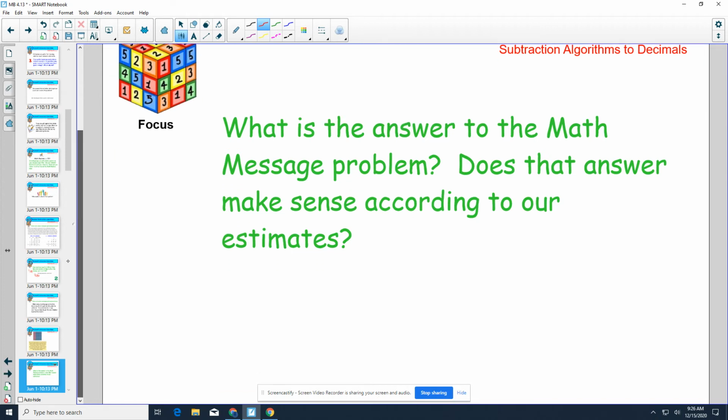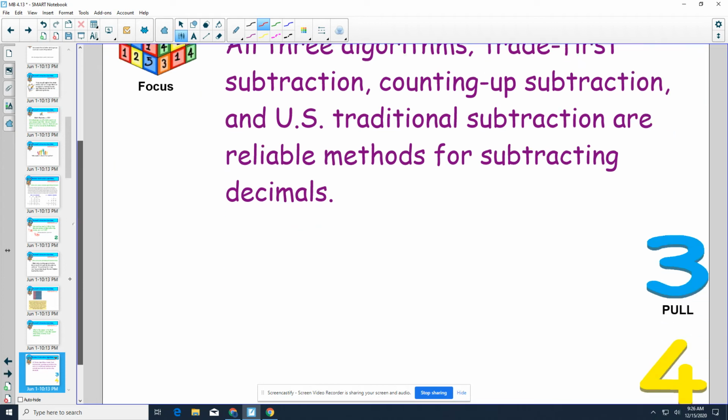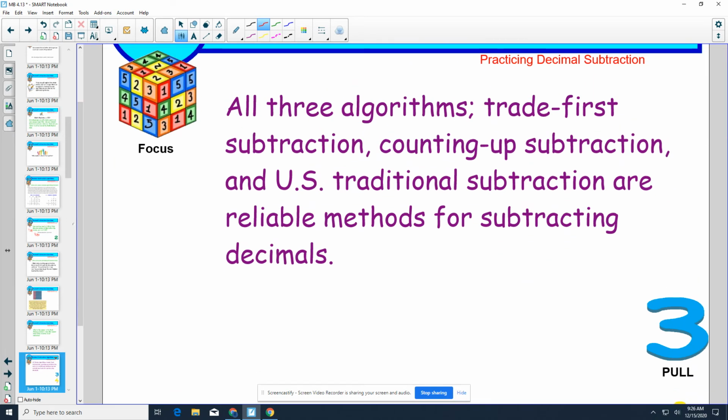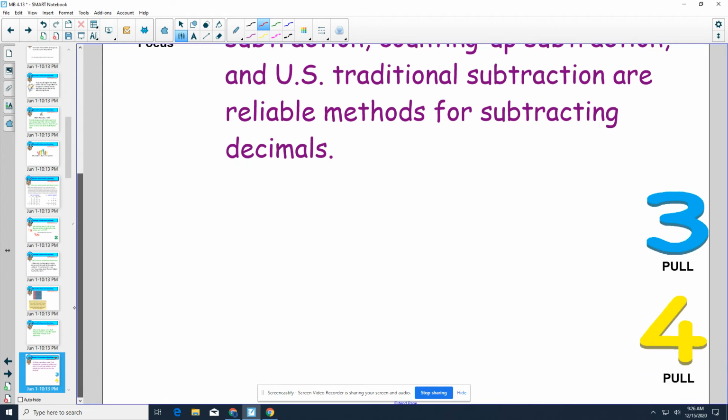So what is the answer to the math message problem? Does the answer make sense according to our estimates? Based on what we looked at before, when I got my answer, it was reasonable. All three algorithms, trade first subtraction, counting up subtraction, and U.S. traditional subtraction, are reliable methods for subtracting decimals.